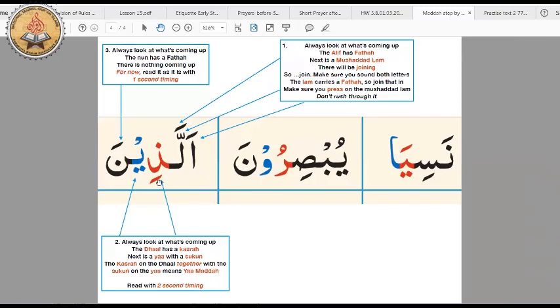Now, can we put this all together up to here? Allazina. Beautiful. You went on to the last one. Excellent. We just want it up to here, but you were right. Alladhi. Beautiful. You said the last one correctly, but let's just go through this so that everybody in the class understands. Always look at what's coming up. The noon, which is our last letter, has a fatha. There's nothing coming up after it. So for now, we read it with 1 second timing, which our student did beautifully. So once more with the na at the end. Off you go. Alladhina. Beautiful, excellent.